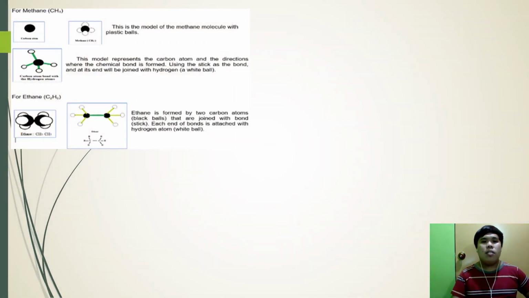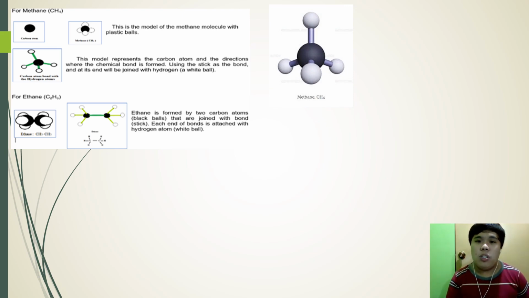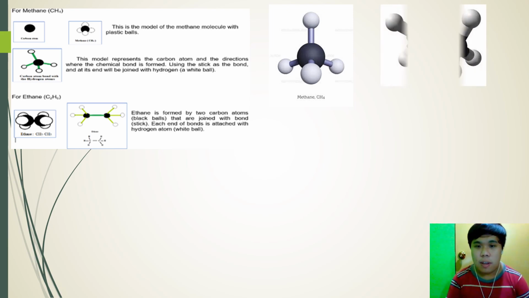Okay. This is the model of the methane molecule with plastic balls. This model represents a carbon atom in the directions where the chemical bond is formed, so it must be correct in the bonding. For example, methane. The carbon is our central atom, the black one there, surrounded by 4 hydrogens.